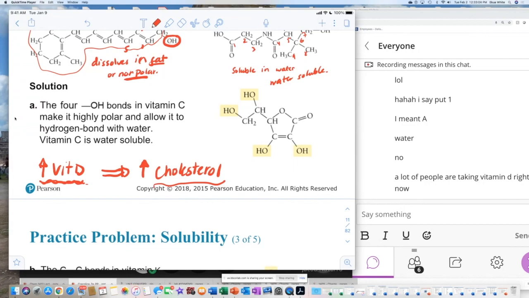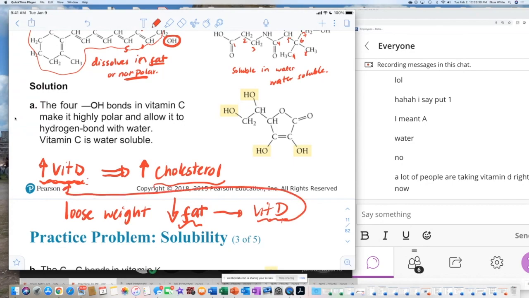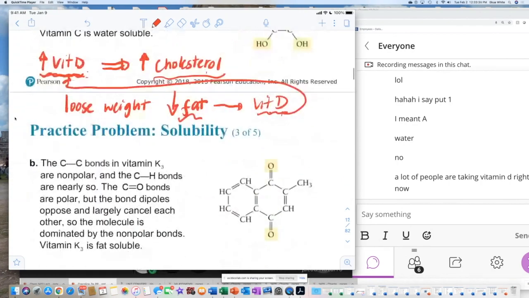As they were trying to lose weight, they were actually breaking down the fat molecules, and the fat molecules were releasing vitamin D into their blood. It was like an interesting mystery for me. I like mysteries, even medical mysteries. So they were losing fat, the fat was releasing the vitamin D that was stored in there, the vitamin D was adding to their vitamin D and therefore increasing cholesterol. It's complicated. That's why medicine is complicated.